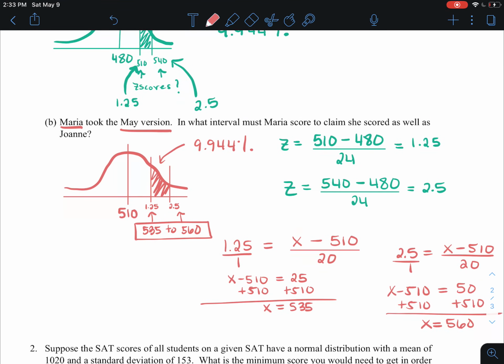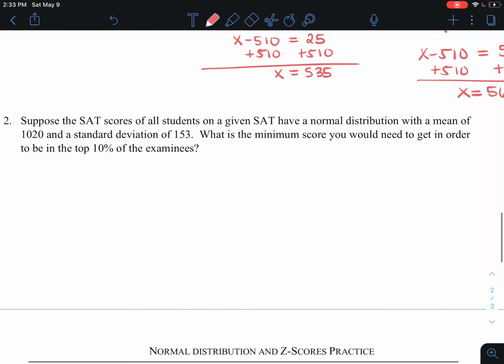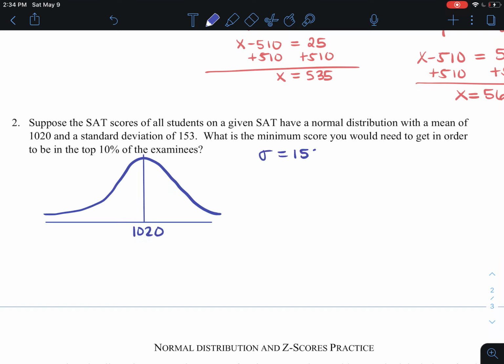Okay, we're just going to look at one more question together. And this question also has to do with the curve, but not having the actual curve in front of you. Suppose you take the SAT, and the scores of all students on that SAT have a normal distribution with a mean of 1020. Again, I just like to give myself a visual when I read through the question. Okay, so I'm at 1020, standard deviation of 153. What is the minimum score you would need to get in order to be in the top 10%?